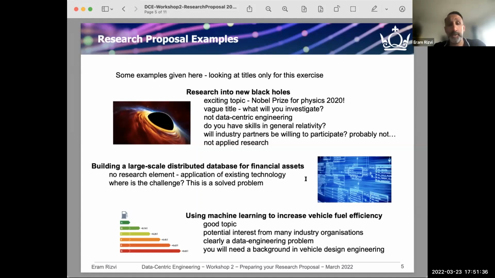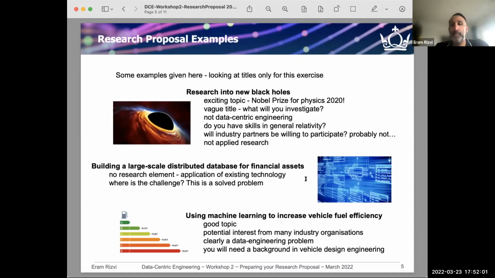Finally, let's come on to the last one, using machine learning to increase vehicle fuel efficiency. So immediately that sounds like a good topic to me. It's a good title, maybe not a very catchy one, but it's obvious, I think, what the proposal is trying to achieve. So it's a good topic. There's potential interest from many industry organizations. You can imagine many car manufacturers are interested in this.